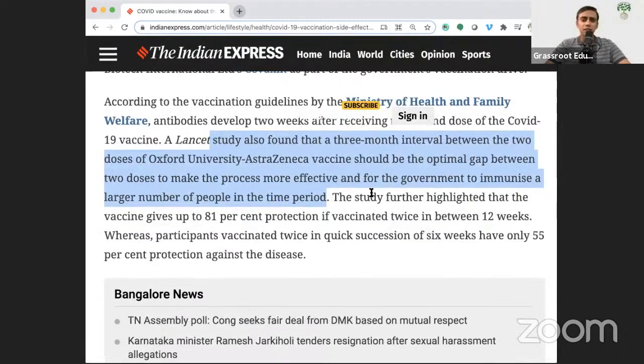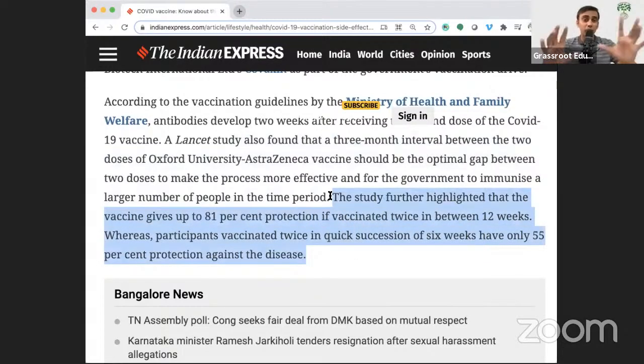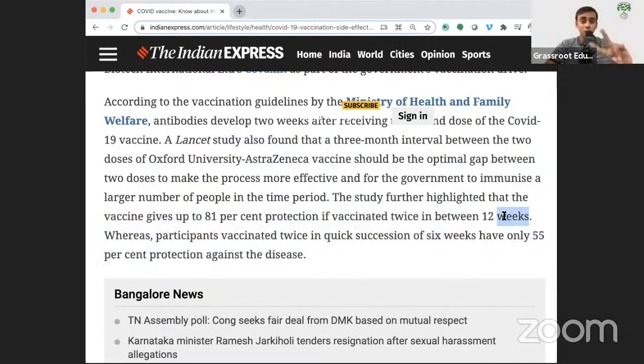Now the study further highlighted that the vaccine gives up to 81% protection if vaccinated twice in between 12 weeks. Whereas participants vaccinated twice in quick succession of 6 weeks have only 55% protection against the disease. Are you able to see this? Are you able to get the meaning of this? That if the gap between the two doses is 12 weeks, then it gives you more protection. But if the gap is only 6 weeks, it gives you lesser protection. So that is the meaning of this particular sentence.